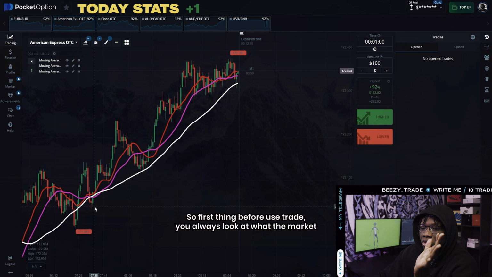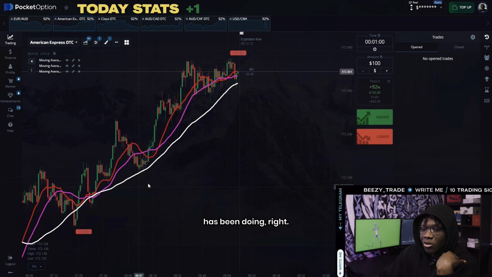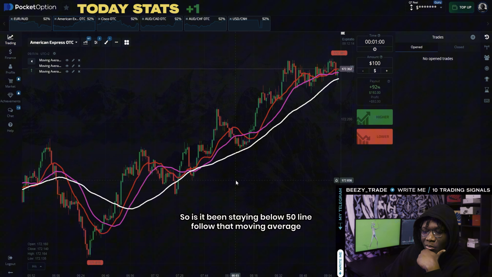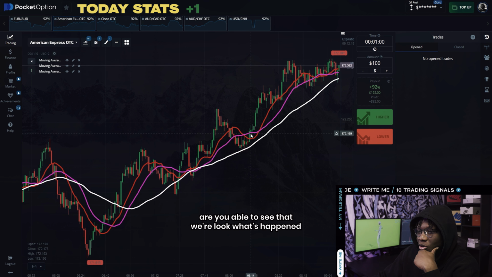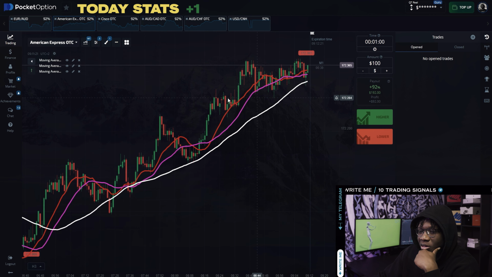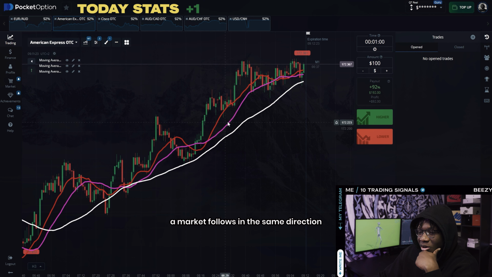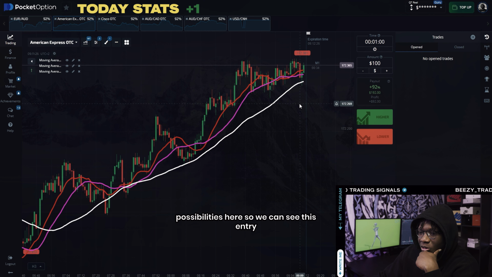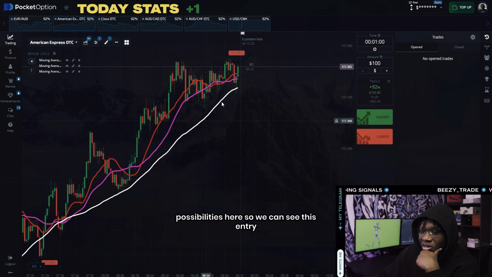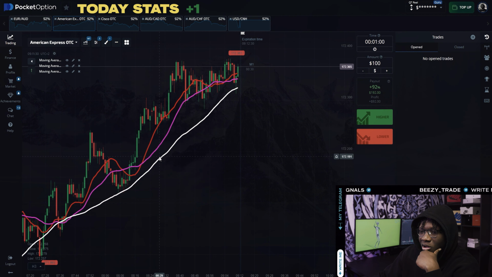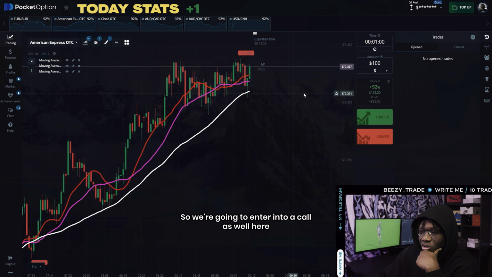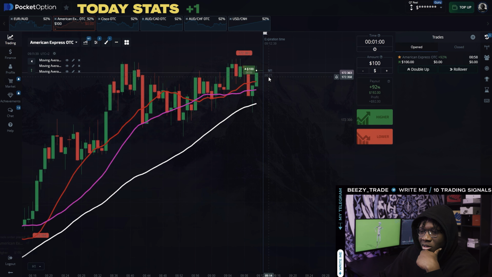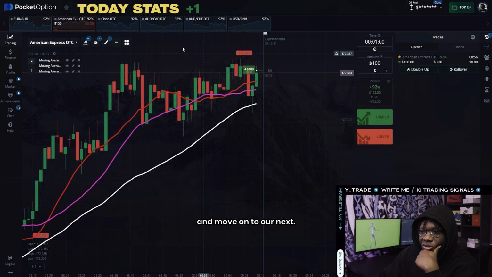So first thing before you use the strategy, always look at what the market has been doing, right? Has it been staying below every line, below the moving average? Are you able to see that when the crossing happens, the market follows in the same direction? So right here, we can see the same. Entry, a call seems like the right decision here as well. So we're going to enter into a call here and move on to our next.